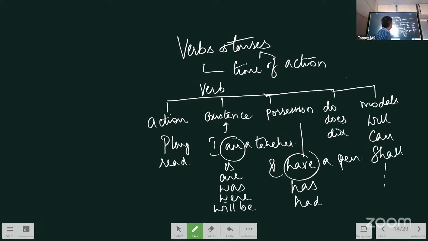Next, we learnt about verbs and tenses. Verbs denote action. When it shows the time of the action, it is called tense. What are the nouns, verbs that we have learnt now and the tenses? So that is action. For existence we use a helping verb. Which are the helping verbs? Am, is, are, was, were, will be. And which are possession? Have, has, had. Clear?